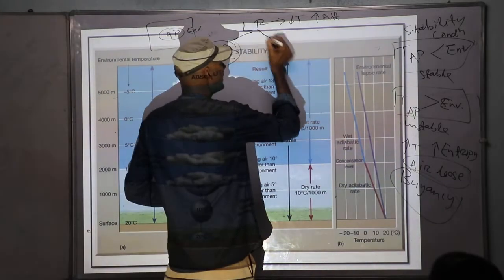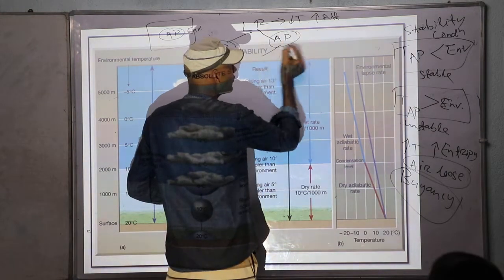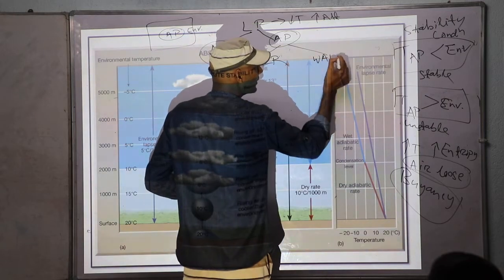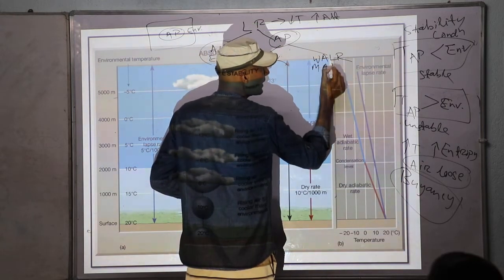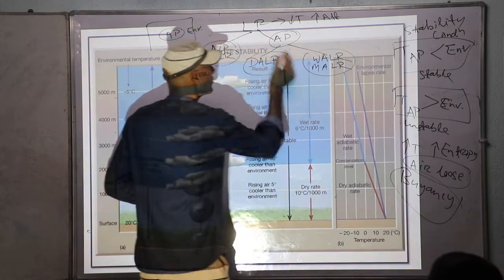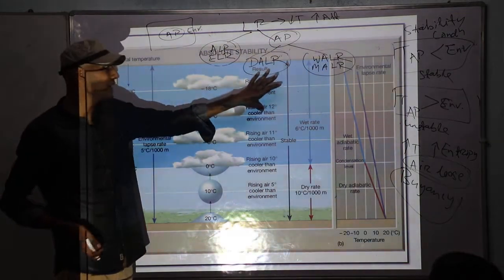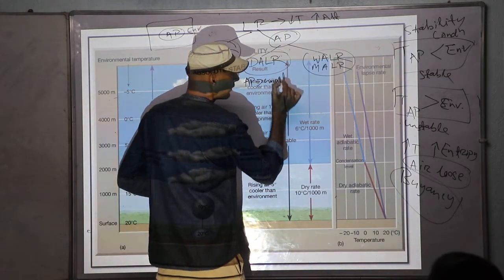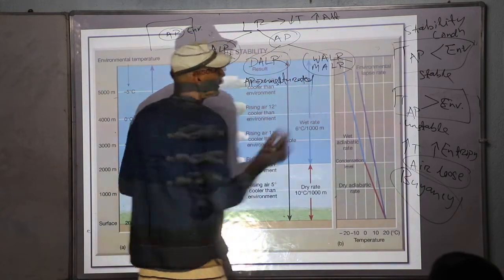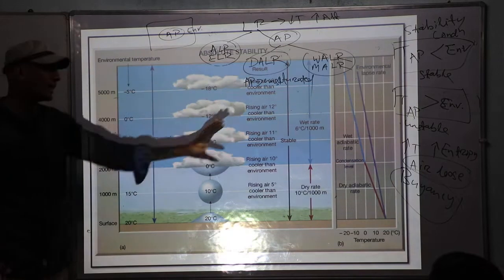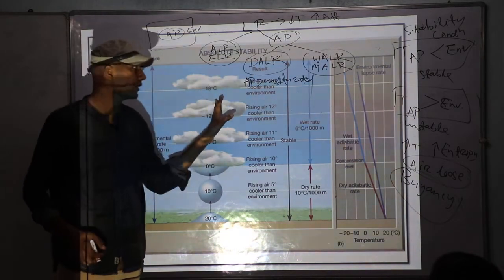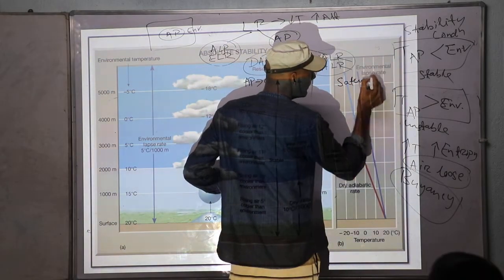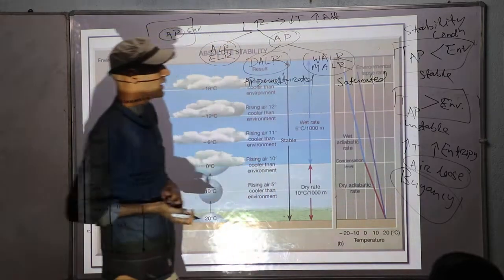Then talking about air parcel, that is divided into two types, dry adiabatic lapse rate and wet adiabatic lapse rate, or that is moist adiabatic lapse rate. So what is dry adiabatic lapse rate? When the air parcel is unsaturated, the decrease in temperature is termed as dry adiabatic lapse rate. Dry means the air is unsaturated. When that is saturated, then we are terming it moist adiabatic or wet adiabatic lapse rate.